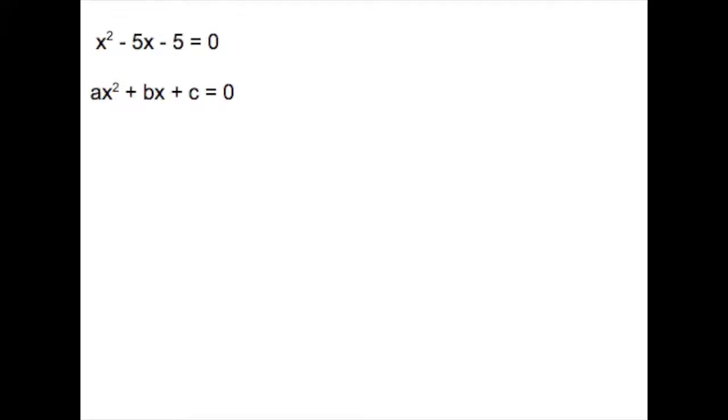This video tutorial will take a look at solving quadratic equations by completing the square. We are going to solve the quadratic equation x squared minus 5x minus 5 equals 0 by completing the square. This quadratic equation is already in standard form.